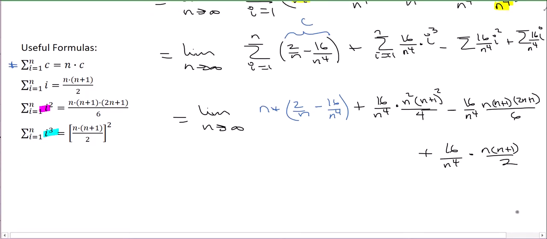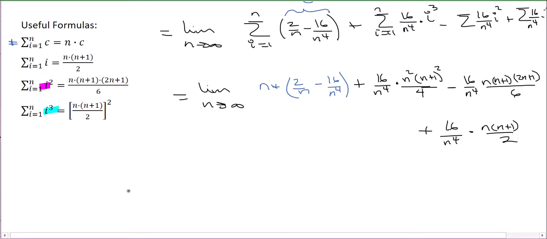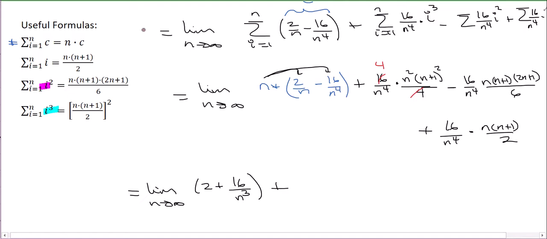Now as we take the limit, let's see, can we simplify anything? So I'm going to have my limit as n goes to infinity, bring this n in. So when I multiply the n times 2 over n, I just get 2 plus 16 over n cubed, right? n times 16 over n to the fourth, one of the n's cancels. And what about here? 16, I can reduce it with the 4, I suppose. So that gives me 4. n squared and n to the fourth, that becomes an n squared. I'm just trying to think, how can I simplify this?